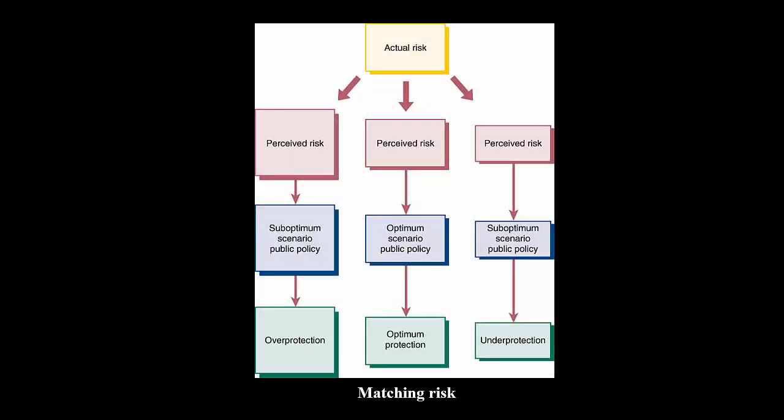I think this graphic does a really good job of showing the role of perception and associated values in the risk assessment process. The top yellow box shows the actual risk. The left column of boxes shows the series of events that may happen if the perceived risk is greater than the actual risk. Basically, you end up with bad policy that leads to overprotection from the risk.